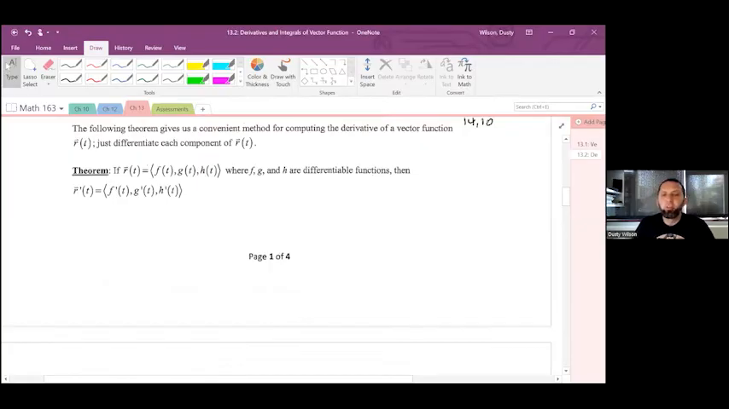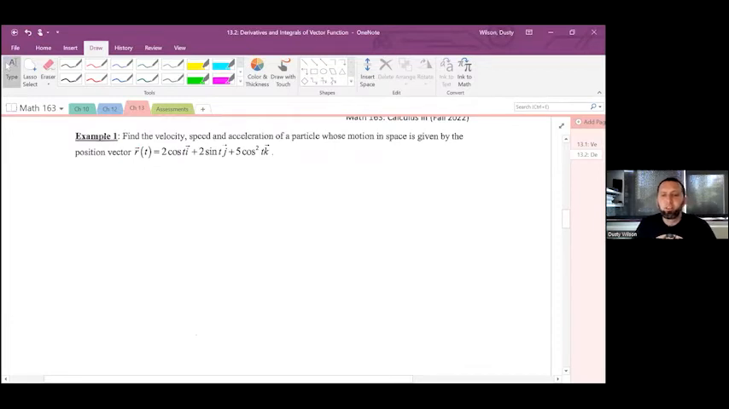The following theorem gives us a convenient method for computing the derivative of a vector function, r of t. Just differentiate each component of r of t. So if you have r equals f, g, h, where f, g, and h are differentiable functions, then r prime of t equals f prime, g prime, and h prime. Notice all we're doing is differentiating each of the 3 functions. Pretty easy.